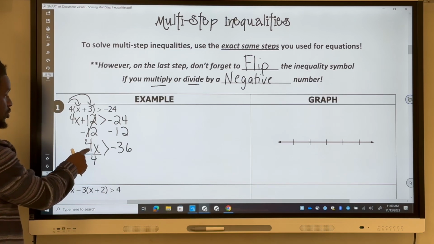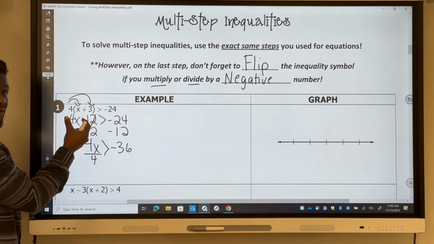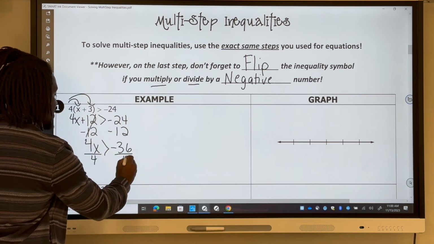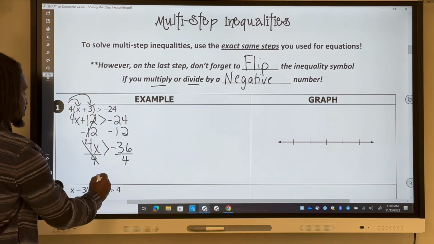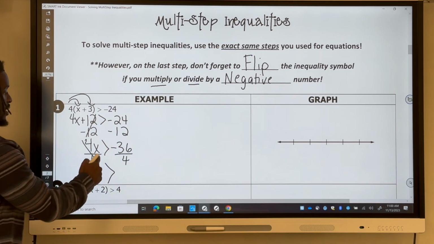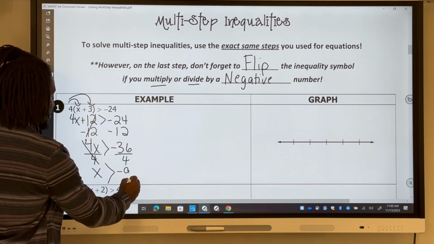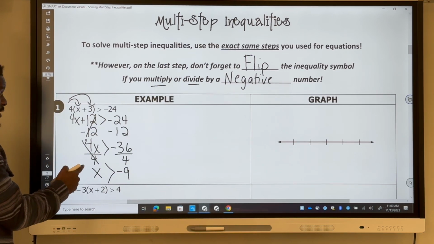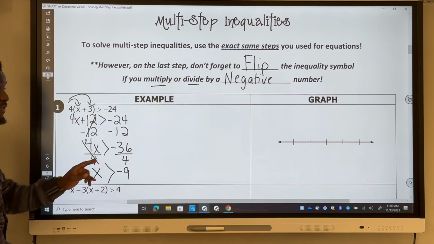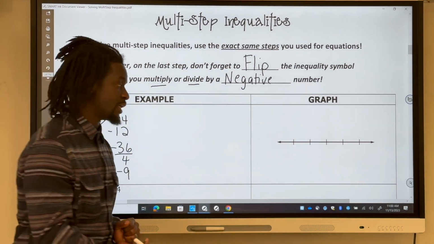Again, I want to remind you, whenever a number and a letter are side by side, that is multiplication. Divide by 4, divide by 4. The 4's cancel, and I have x is greater than negative 36 divided by 4, which is negative 9. And so I have x is greater than negative 9, so I'm going to graph this inequality.